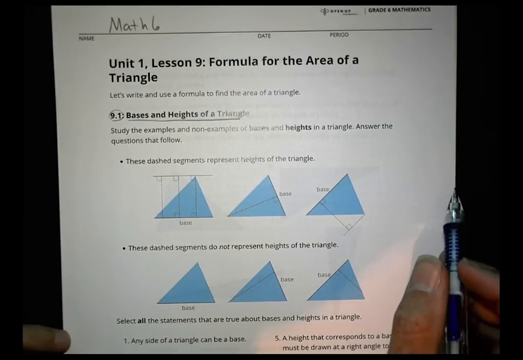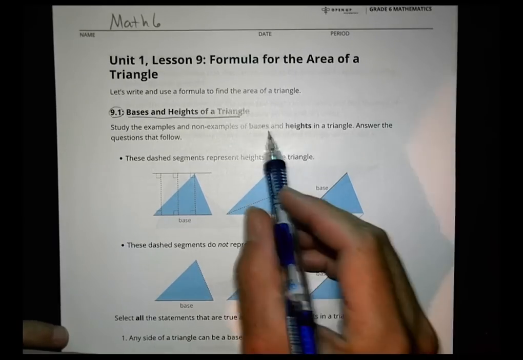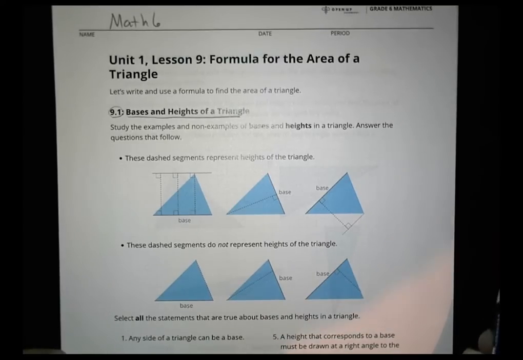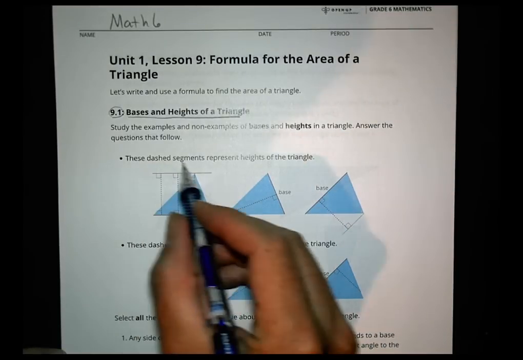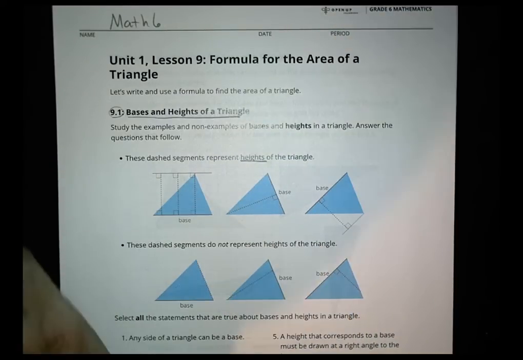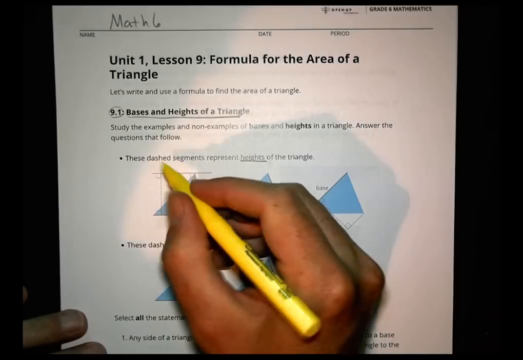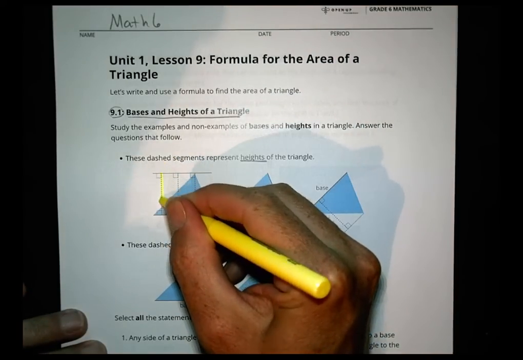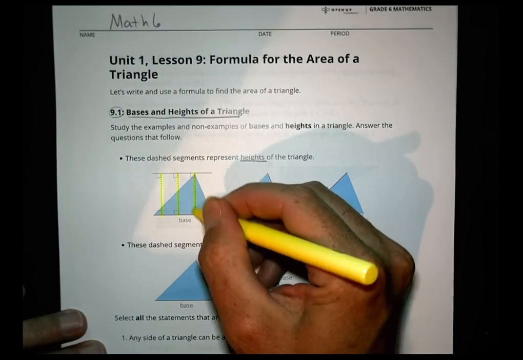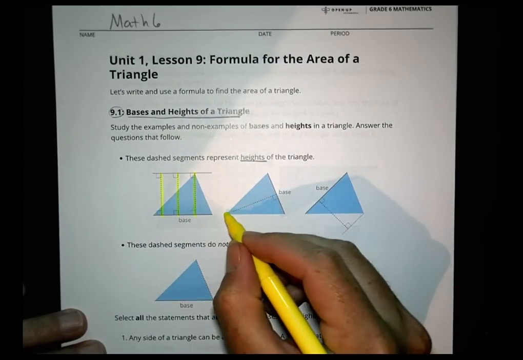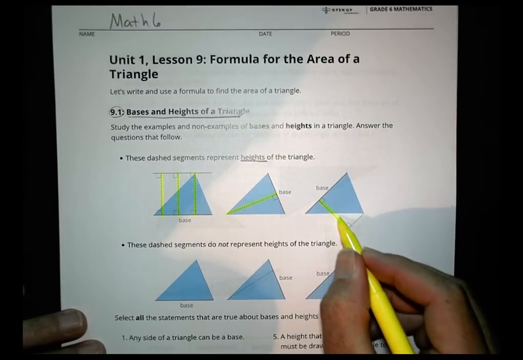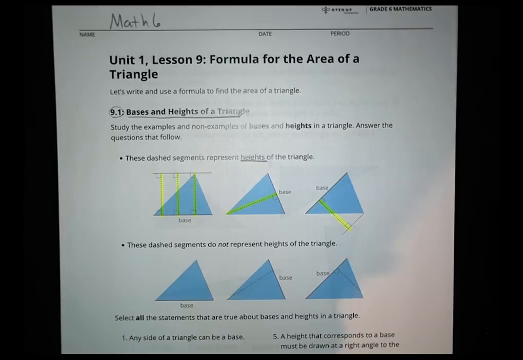And it says study the examples and non-examples of bases and heights in a triangle and answer the questions that follow. So first it says these dashed segments represent heights of a triangle. So these little dashed segments right here, and maybe I should highlight them for you right there, represent the height of this triangle, the blue triangle there. These are all heights, right there, right there. We also have a height right here, lining up to that base right there. And we have a height here, which lines up to that base.